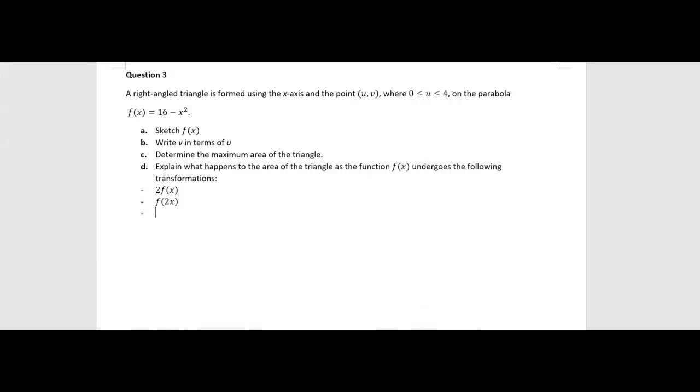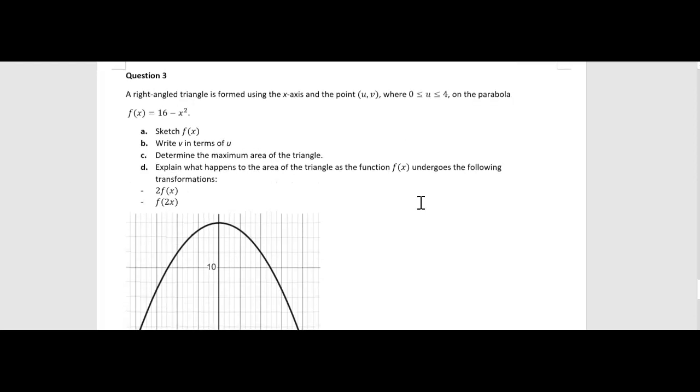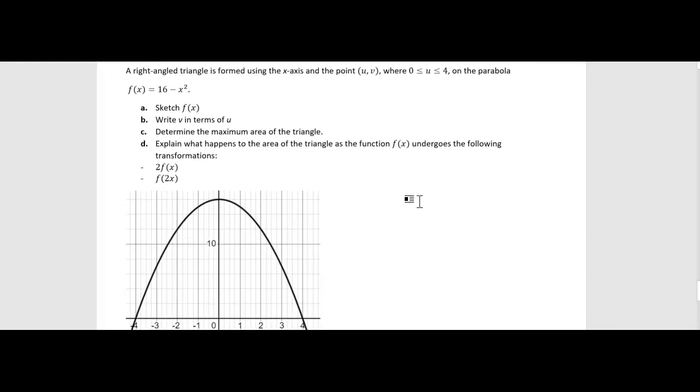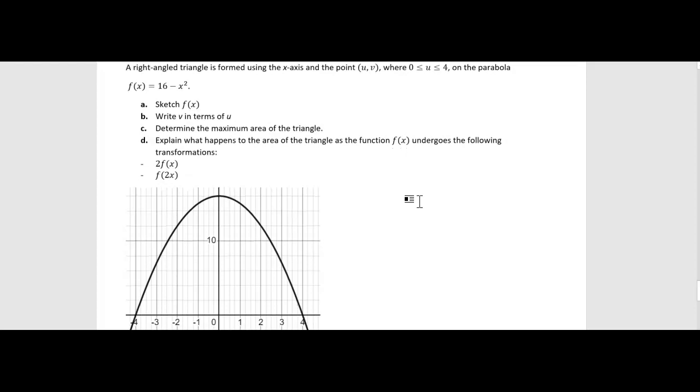So I'm just going to put this here. Okay, so basically it said we've got a right angle triangle formed using the x-axis and the point (U, V), and U is between 0 and 4. So obviously the base of the triangle has to be between 0 and 4. We don't know what that is.